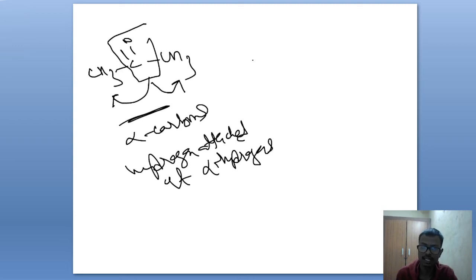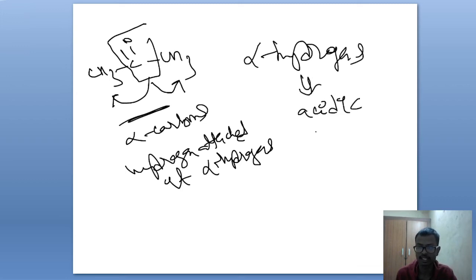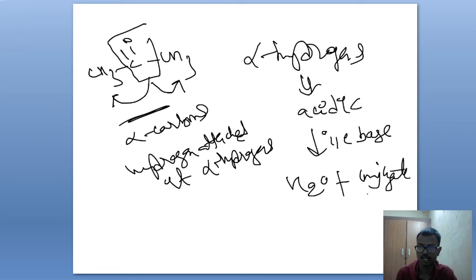And these alpha hydrogens are acidic in nature. That means treating with a base, you will get H2O plus the conjugate ion of the aldehyde or ketone. Okay, and I will go to the next slide. Look at the next slide. I think you understood. Now we will enter into the actual reaction.